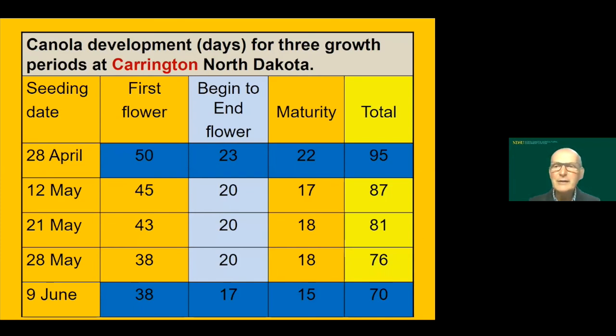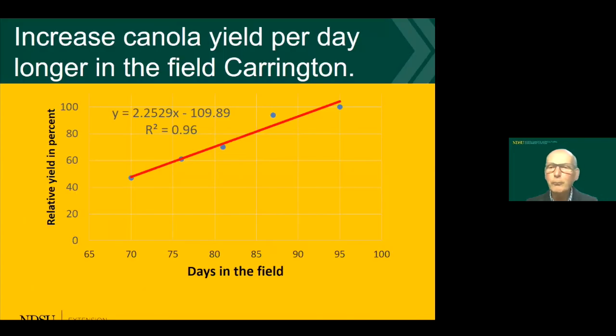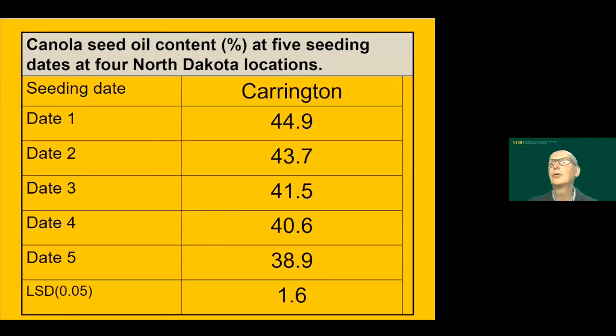So if you look at this data, what I did now is put the days in the field on the bottom, and the relative yield on the left. And if you look here at the formula, that means that every day that the plant was longer in the field, it had about 2% higher yield. So it is critical when we are thinking about hybrids. You want to maximize the yields, so it is critical to have the planting date early.